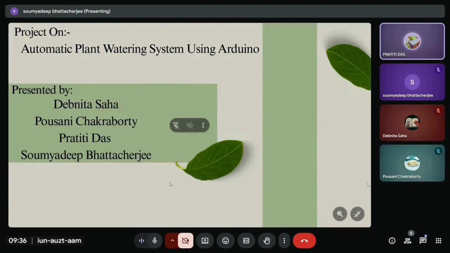Good morning, everyone. I am Pratiti Dash, a fourth year student from the Department of Electronics and Communication Engineering. Today, I will be presenting our project titled Automatic Plant Watering System using Arduino. My fellow teammates are Devnita Shaha, Poshani Chakraborty, and Shomodeep Bhattacharjee. This project is a small but meaningful step toward creating smarter, more sustainable homes and farms using embedded electronics.